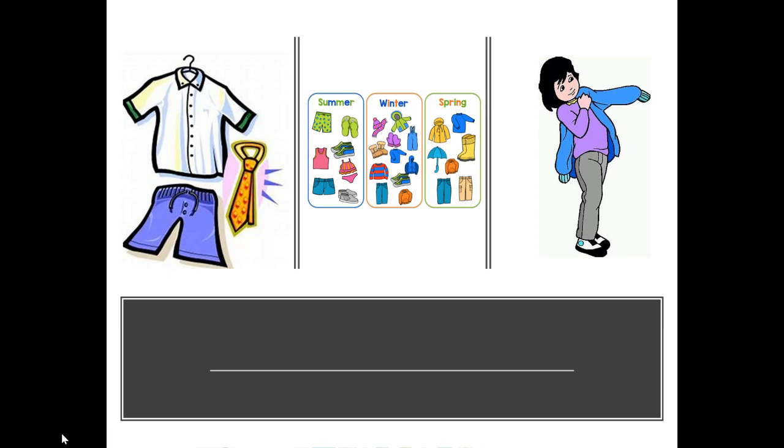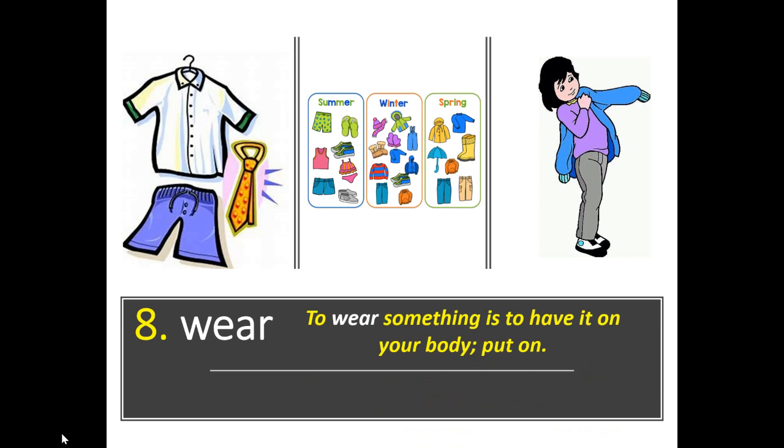So, how are all these pictures the same or similar? They all show wear. To wear something is to have it on your body. Put on. Just like the girl is wearing a jacket or coat, she's putting on the jacket or coat. And just like you need to wear different types of clothing depending on how hot or cold it is outside.